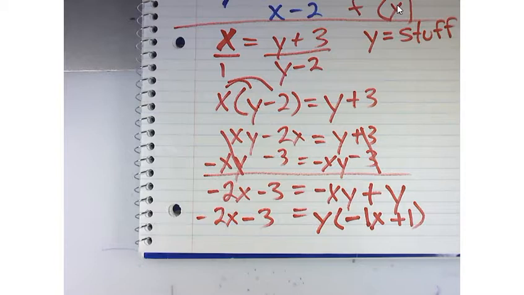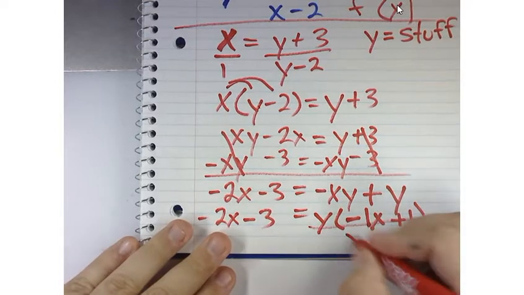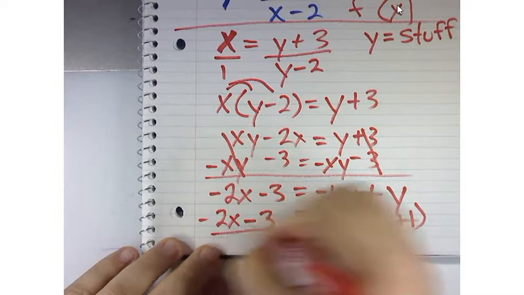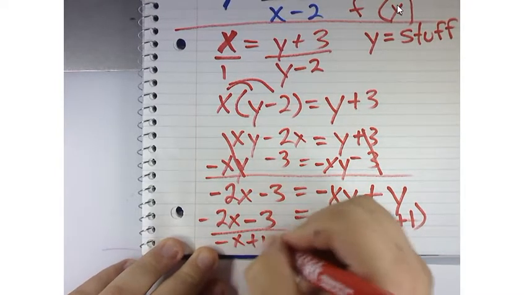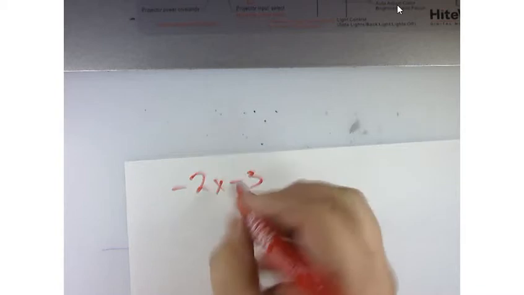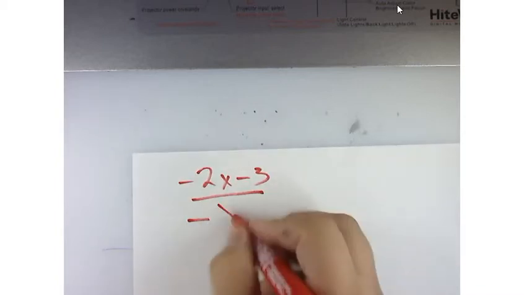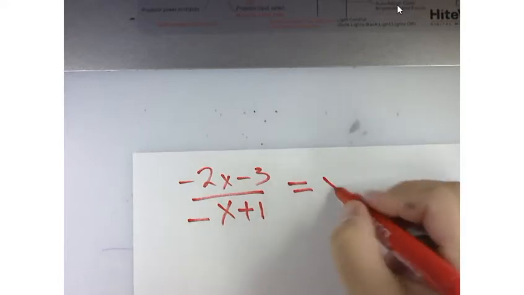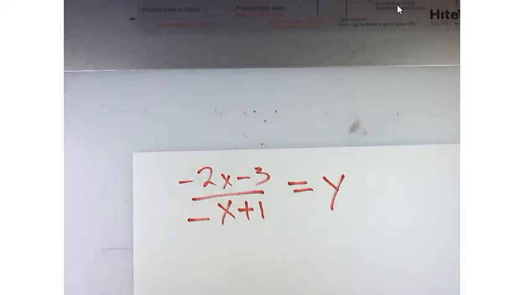So then in the next line, what we would need to do is divide everything by negative x plus 1 on both sides. So our next equation will be negative 2x minus 3 over negative x plus 1 is equal to y. That's it. That's our inverse.